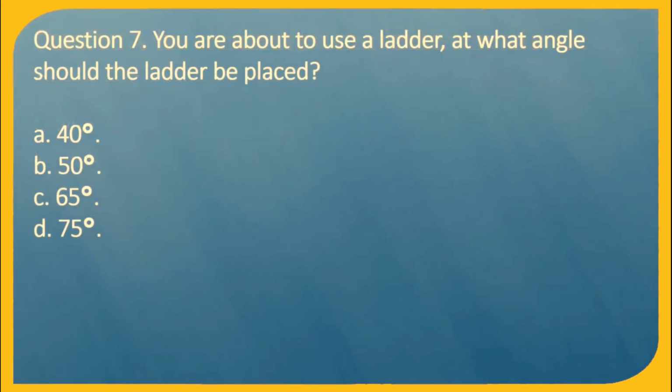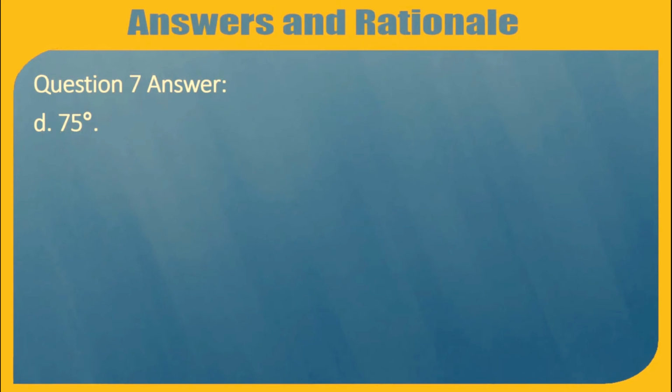Question 7. You are about to use a ladder. At what angle should a ladder be placed? A. 40 degrees. B. 50 degrees. C. 65 degrees. D. 75 degrees. Question 7. Answer D. 75 degrees.